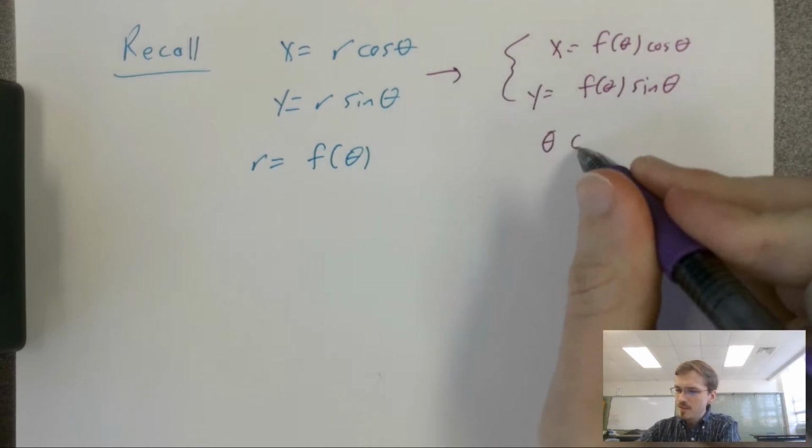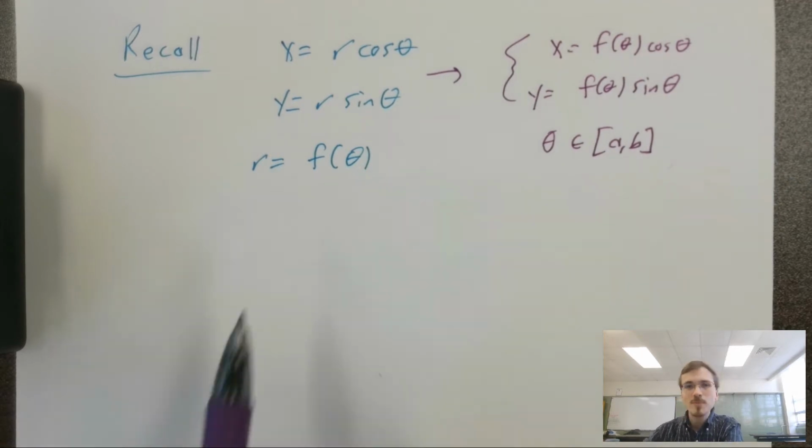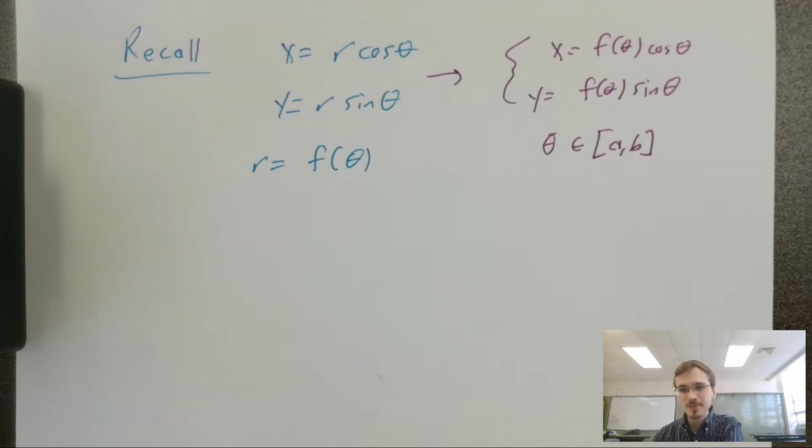where theta is between two values, maybe a and b, that sweep out the portion of the function that we care about. Could be negative infinity to infinity, I really don't care. And now that we have a parametric equation for any polar curve here, we can do calculus, right?